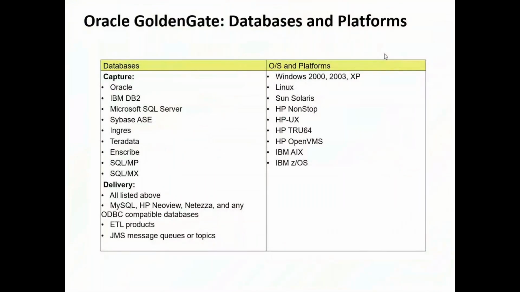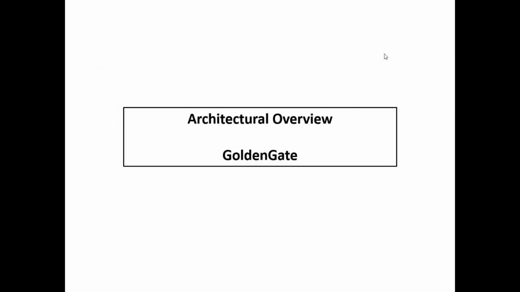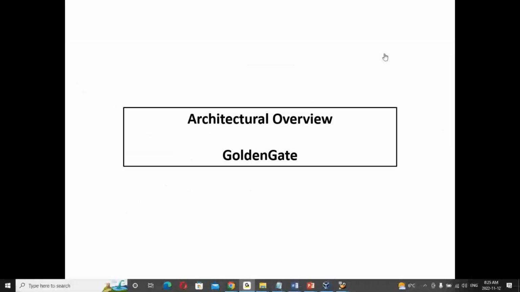Golden Gate supports capture and apply to different databases, and it also supports different platforms as well. I'll share the certification matrix. These are a few of the databases which I have listed, like Oracle, IBM DB2, SQL Server, Sybase, Ingres, Teradata, Enscribe. Different platforms like Windows, Linux, Sun Solaris, HP, and different versions are supported, and delivery to other databases is there. So next, this was the introduction and overview of Oracle Golden Gate. We'll be discussing the architecture of Oracle Golden Gate and the different types of architectures available.